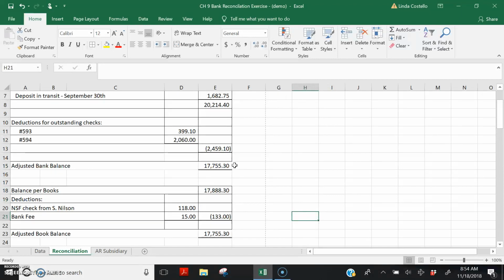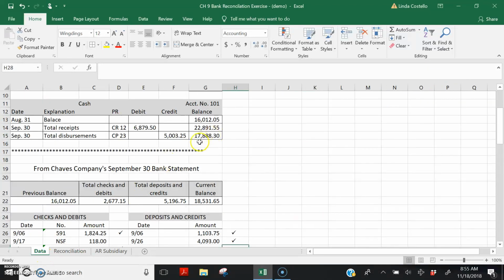However, we're not finished yet. The general ledger shows a cash balance of $17,888.30 as of September 30th. This balance is not correct, so we need to make a journal entry to adjust the cash balance.